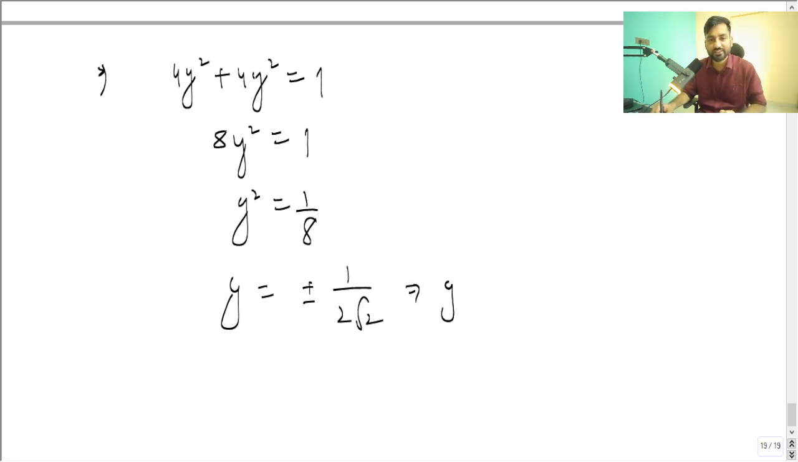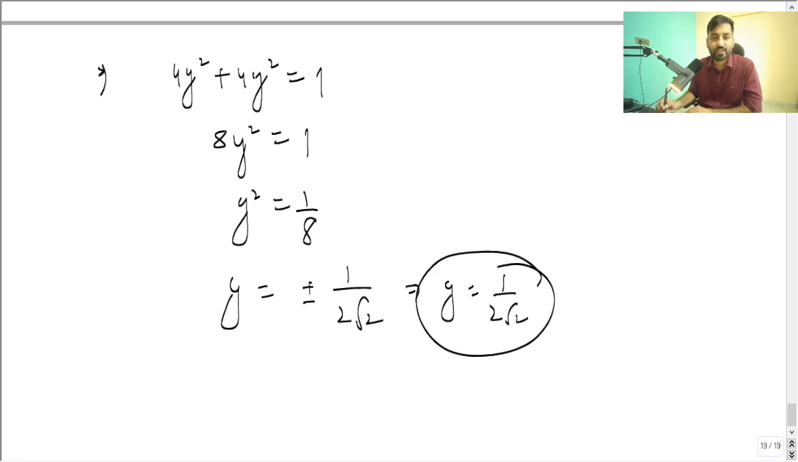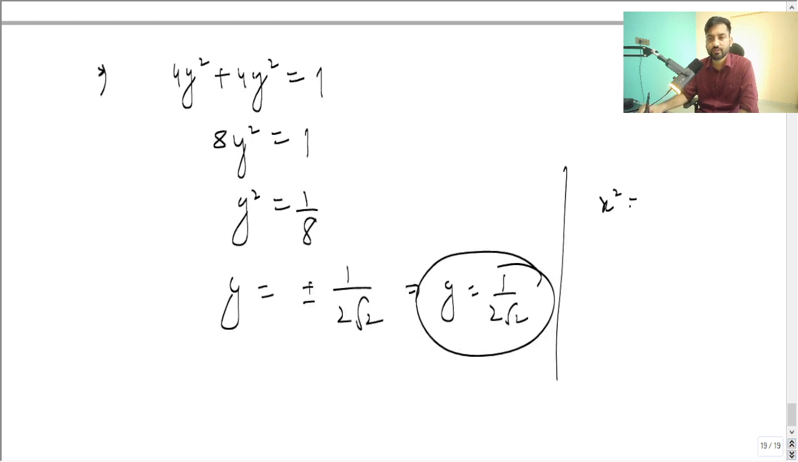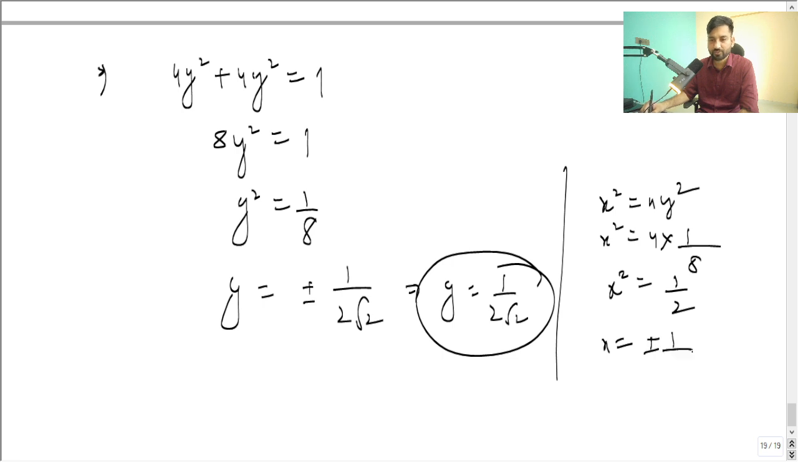So यहाँ से आप y कितना लोगे, 1 by 2 root 2. अब ये 2 root 2 आपको याद होना चाहिए, square root of 8 is 2 root 2. Now you can find x. So you know x square equal to 4y square. Put here, so x square equal to 4 into 1 by 8. So x square equal to 1 by 2, which is plus minus 1 by root 2, and you have to take only 1 by root 2.